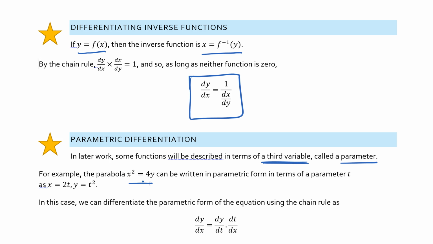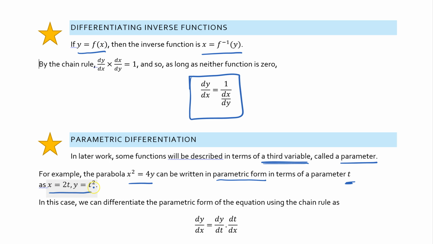So if this is the equation of the parabola, now I know normally we'd write it as y equals x squared on 4, but this is how we do it later on. It can be written in parametric forms in terms of a parameter. There's nothing at all special about t. It could be any letter. So it's x equals 2t, y equals t squared.